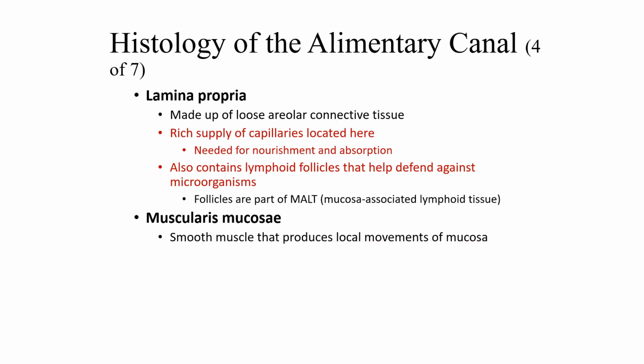The lamina propria is where we're going to find the capillaries that are needed to absorb the nutrients and the lymph follicles. Do you remember the mucosal associated lymph tissues from our study in immunology? And these are going to provide antibodies and immune defense. Then the muscularis mucosae, smooth muscle, and this is going to help everything to move along.